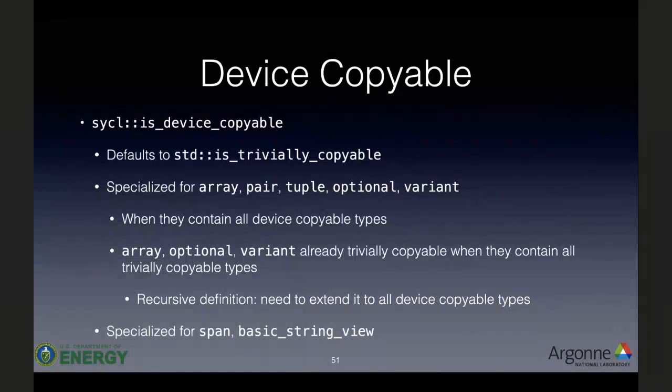So this is the best compromise we have right now: we specialize those types to say, if they contain all device copyable types, then it itself is device copyable. And we want that recursive definition ultimately. This is about the best we can do, by saying these are the types where this matters. And it's also right now specialized for span and basic string view, because those are not guaranteed to be trivially copyable yet.